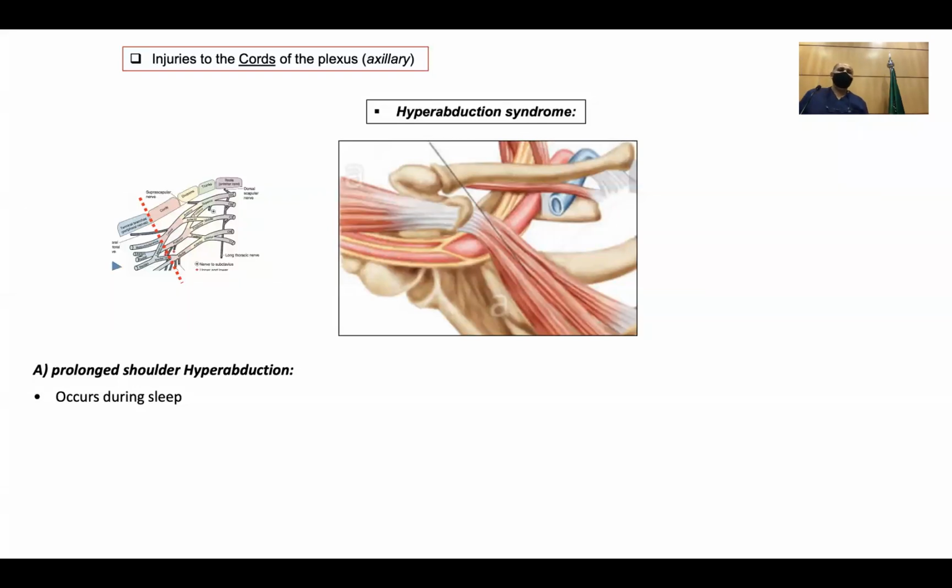You are compressing at the cords level. So we talked about injuries at the beginning of the plexus, upper plexus, lower plexus. Then we took one by one at the root level. Then we talk about trunk level. Then we talk about division level. Then we talk about cord level. So these are the injuries which are occurring to what? To the brachial plexus only.